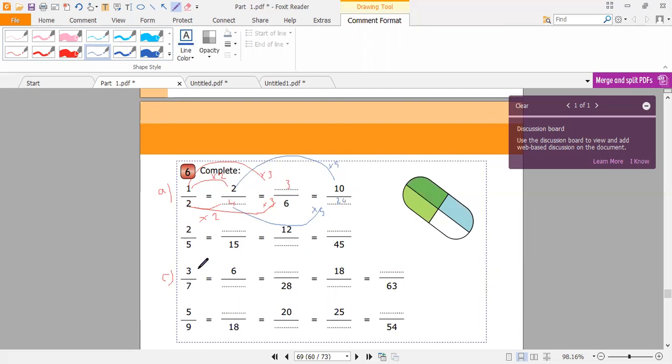Now see, 3 becomes 6. So times 2. Directly we multiply by 2 down. 7 times 2 is 14. I can look at this fraction or at this fraction, because 14 becomes 28, it's times 2. 7 becomes 28, it's times 4. So which one you want to use? You can use any one. I'm gonna look at the first fraction. So 7 times 4 is 28, and 3 times 4 is 12.